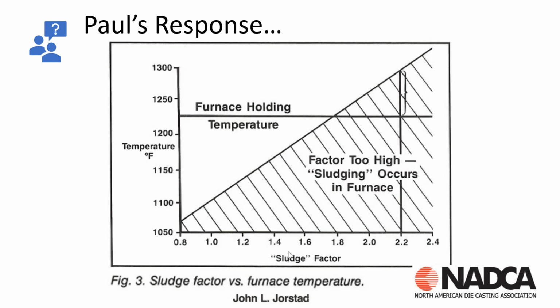Excessive sludging is going to occur when that sludge factor increases. We've still got the same holding temperature, and now all that we've done is move our sludge factor from this 1.8 region all the way up to this 2.2 region. When we move the sludge factor, maintaining temperature, we now have a very high sludge factor, and sludging is going to occur in our furnaces or at any point in our process.